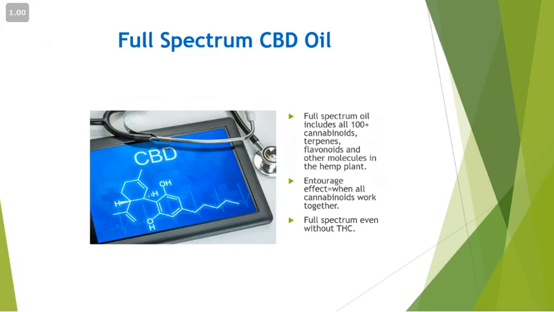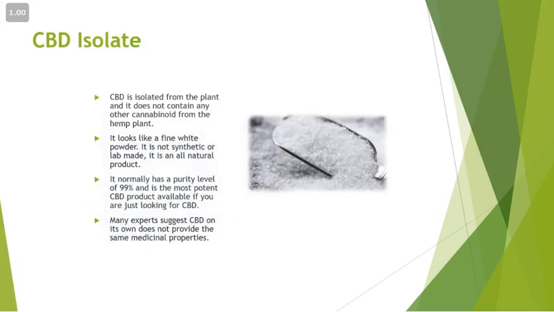The opposite of a full spectrum is a CBD isolate. This means the CBD is isolated from the oil and no other cannabinoids are present. It looks like a fine white powder. It is all natural, not synthetic, and it can be identified because sellers will advertise a 99% purity level and high potency. This is true, but many experts believe CBD alone does not provide the medicinal benefits of a full spectrum CBD product.